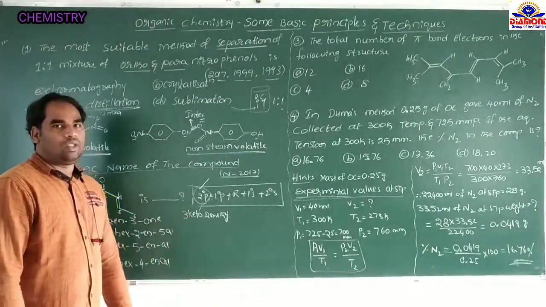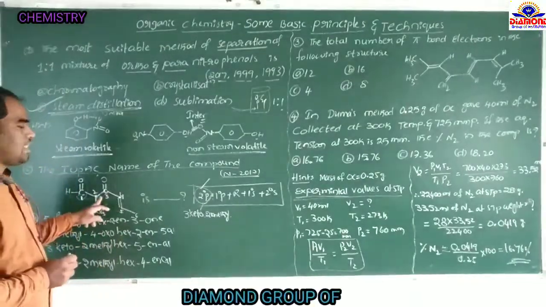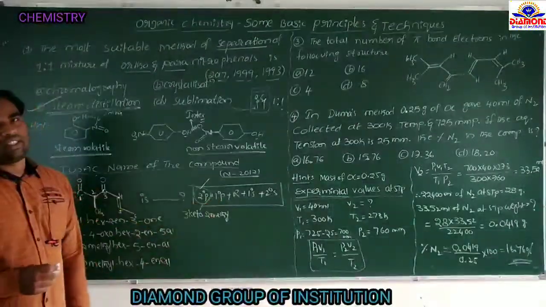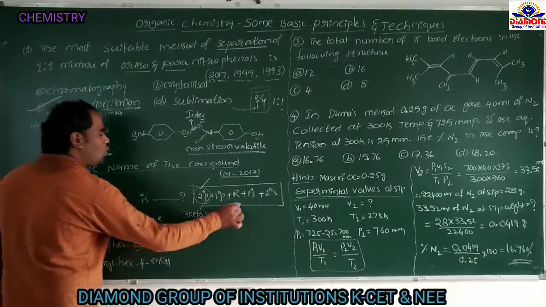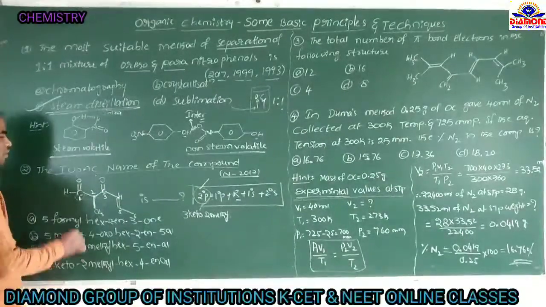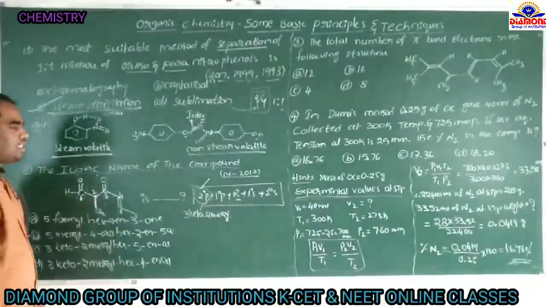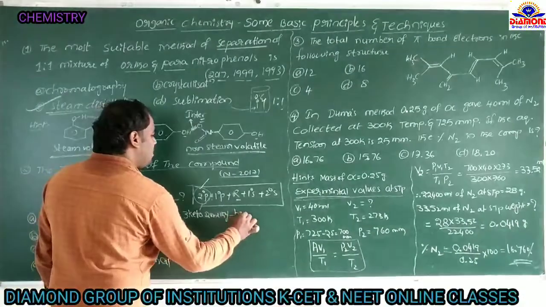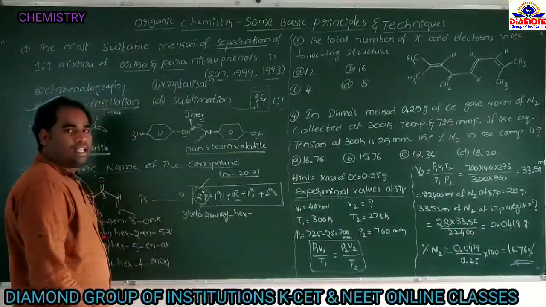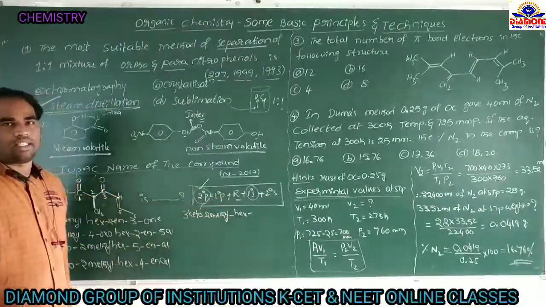Primary prefix is used to express cyclic compounds. So it is not a cyclic compound, therefore primary prefix is absent. Next, we go to root word. Root word gives information about the number of carbons. So therefore 1, 2, 3, 4, 5, 6 in the straight chain. 6 carbons is nothing but hex. Okay, root word is over, number of carbons 6, hex.